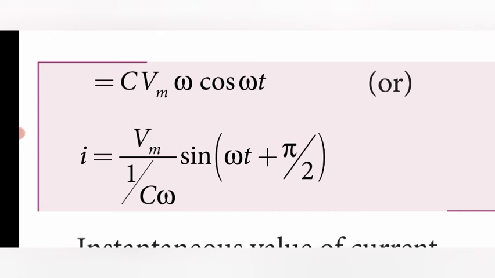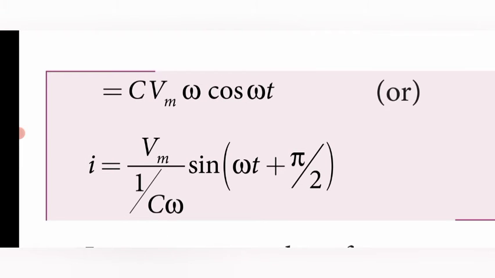So Vm divided by C omega is considered as 1 by C omega, that is also equal to C omega Vm. This is a small rearrangement of the above equation. So we get the final equation: I is equal to Vm sin omega t plus pi by 2 divided by 1 by C omega. So this is the final equation of the current.